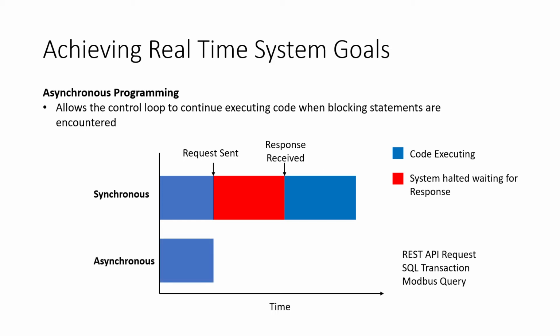In the asynchronous implementation, when the blocking statement is encountered, the next task within the event loop is executed instead of leaving the system idle. This means that code will continue to execute. When a response is then received from the given request, the event loop goes back and continues along the same path of execution.